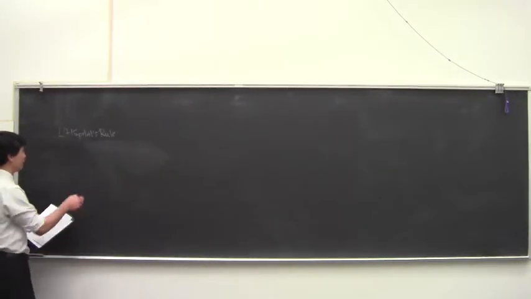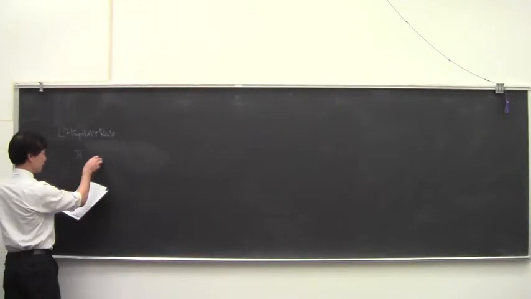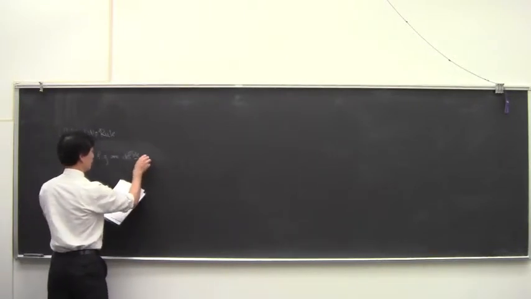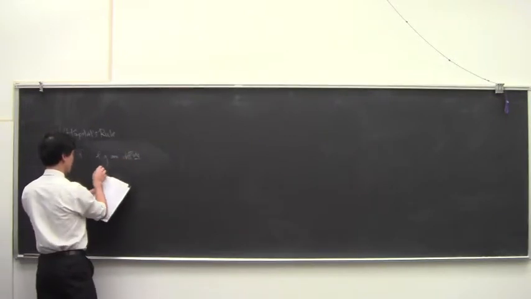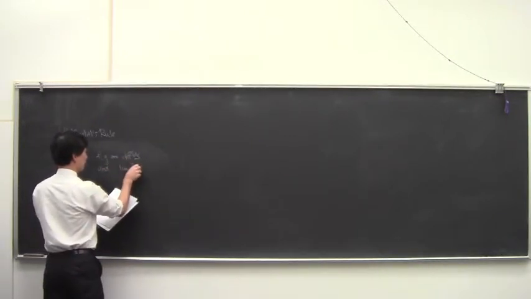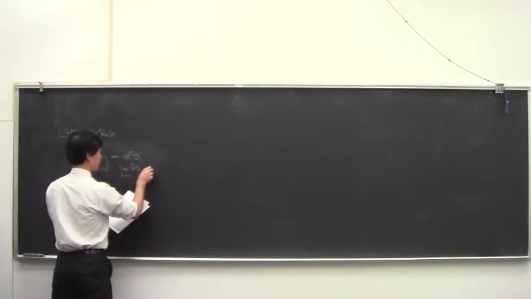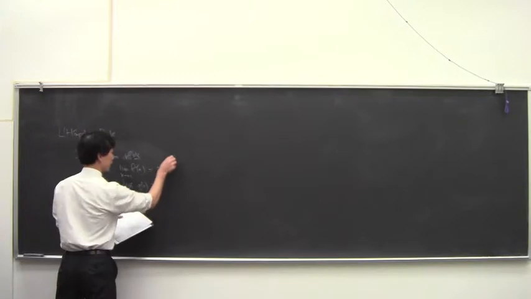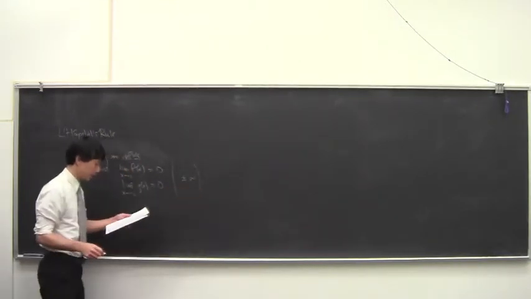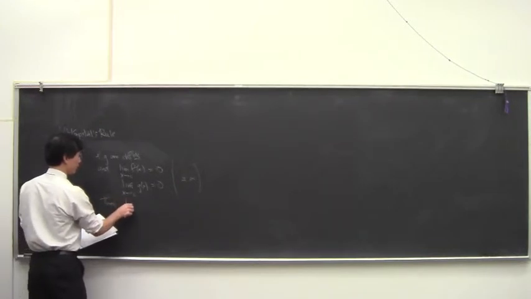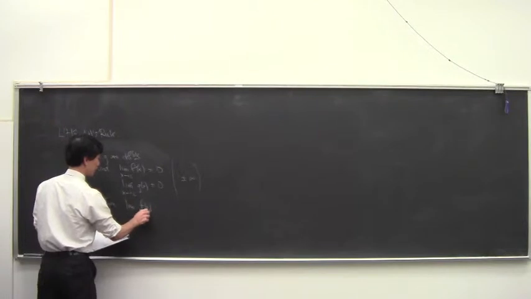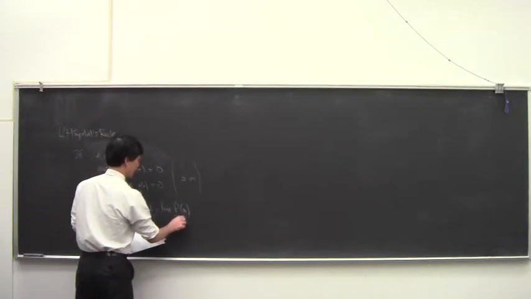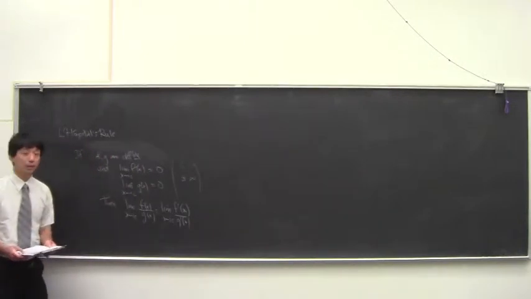Okay, so L'Hopital's rule, remember: if f and g are differentiable, and the limit of f of x as x approaches c is 0, and the limit of g of x as x approaches c is also 0 (as we said before, they could be plus or minus infinity), then the limit of f over g as x approaches c is the same thing as the limit of f prime over g prime as x approaches c. Okay, so that's L'Hopital's rule.